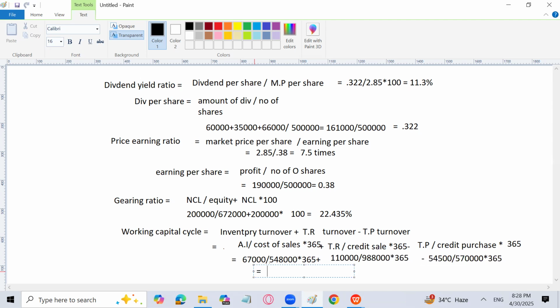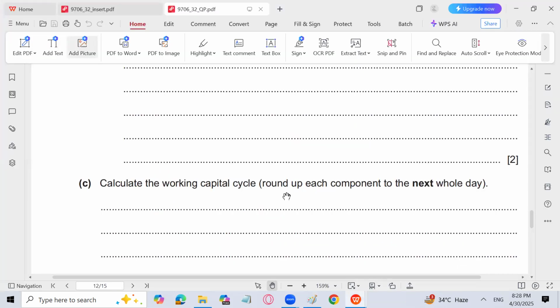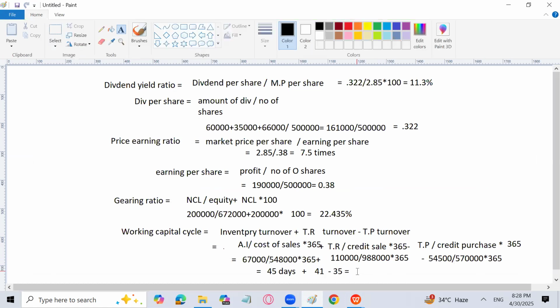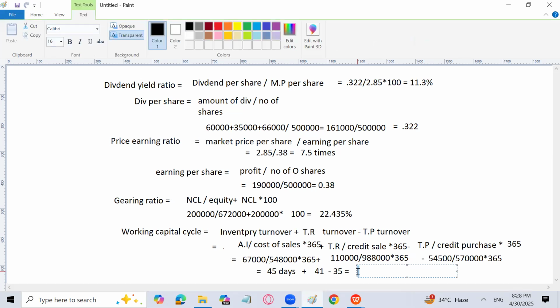So inventory turnover in days is going to be 45 days, right? 44.645 it comes actually. But as it says you have to round each component up to the next whole number, that is going to be 45 days. Then trade receivable turnover is 41 days. Again I will convert it into the nearest whole number, though it comes 40 point something. Then trade payable turnover ratio is 34.899, so I will write it minus 35 days, 54,500 divided by 5,70,000 into 365. Right? Now, if I solve it, the answer will be 51 days. So this is the answer: our working capital cycle is 51 days.